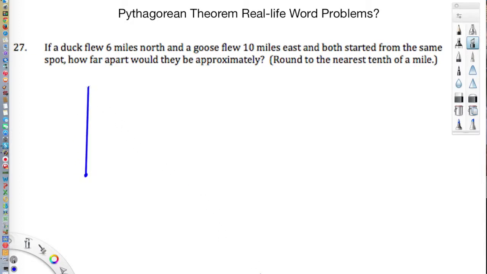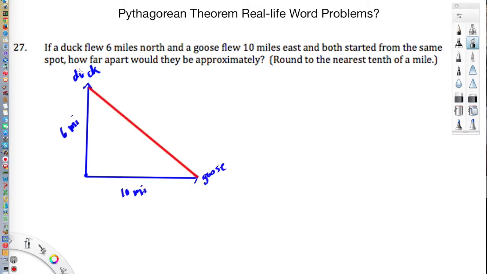So there's our duck. Okay, and he flew 6 miles north. And then our goose flew 10 miles east. Okay, how far apart are they from each other? Well, the distance from the duck to the goose now is here. They start at the same point, but the duck flew north, the goose flew east. Okay, they're this far apart now.